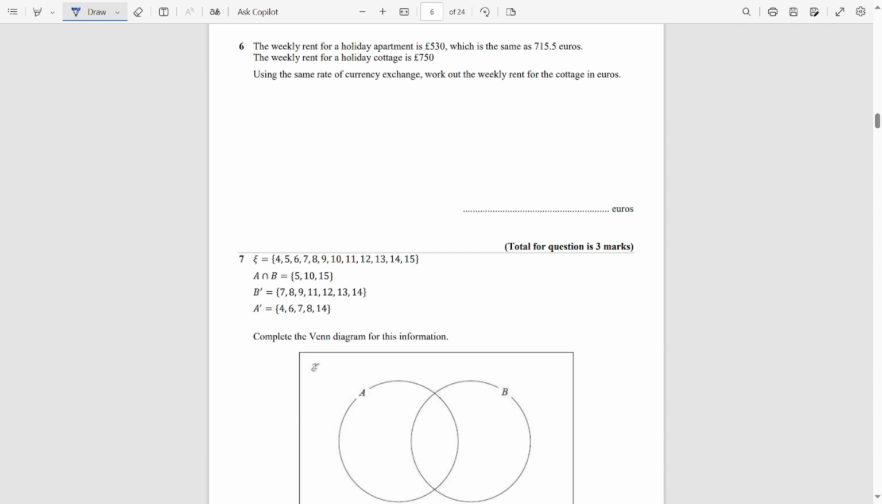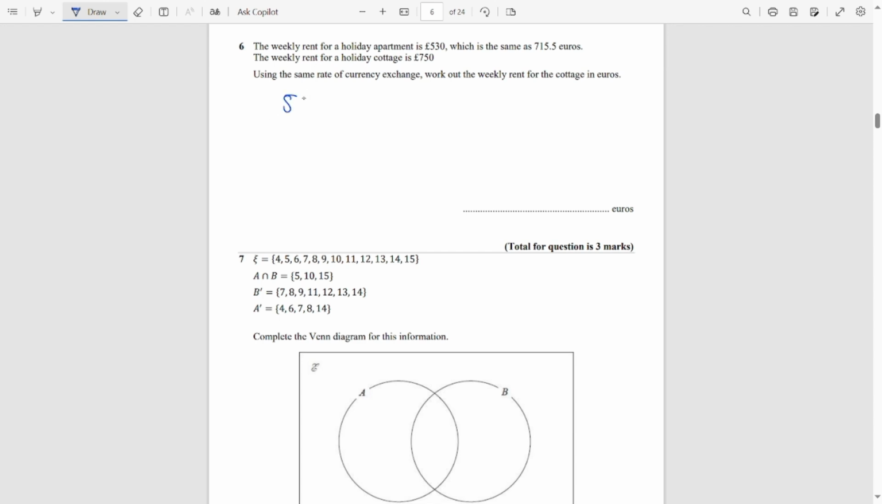Next question, number 6. So we have a holiday rent. We are told that £530 is the same as €715.5. The weekly rent for a holiday cottage is £750. Using the same rate of exchange, work out the weekly rent of the cottage in euros.